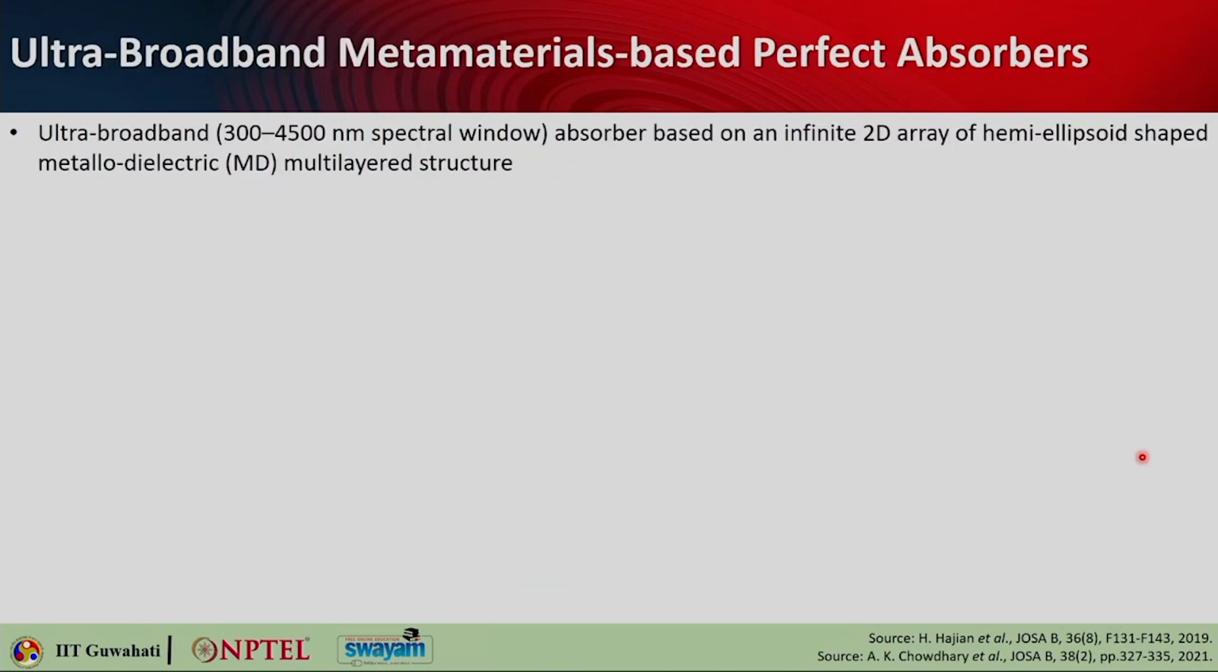Now, we understood how we can make narrowband and broadband absorbers. Now, we have to understand how we can make ultra broadband metamaterial based perfect absorbers. When I say ultra broadband, I am thinking of a window as large as 300 to say 4500 nanometer. So, it starts from typically UV, visible, near infrared, and then short and mid IR. It is catering to a very broad band, and these are the structures we call ultra broadband absorbers.